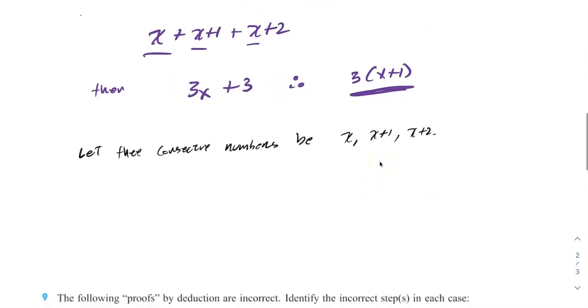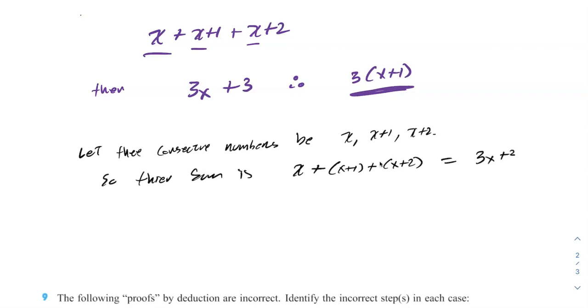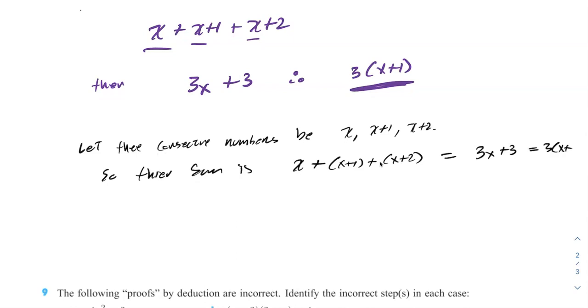So next I'm just going to say, so their sum is x plus x plus 1 plus x plus 2. And then I'm just going to do the math. That equals, adding like terms, 3x plus 3, which equals, factoring out the 3, 3 times x plus 1. So this implies that, which implies that, or equals that, which equals that. So we showed that if I had 3 consecutive integers, when I add them, I get this, which equals this, which equals that.